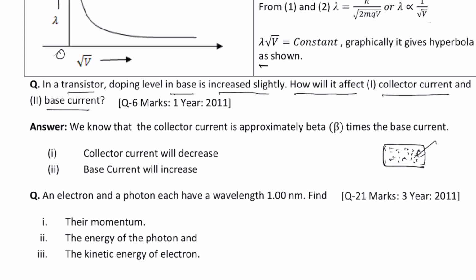In a transistor we have base, emitter and collector. So the doping level in the base is increased. How will it affect the collector current and base current? We know that the collector current is approximately beta times the base current. Beta is the gain factor. So collector current will decrease and base current will increase. So this is the impact of increasing the doping level.